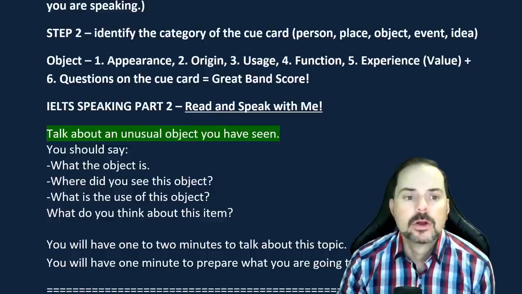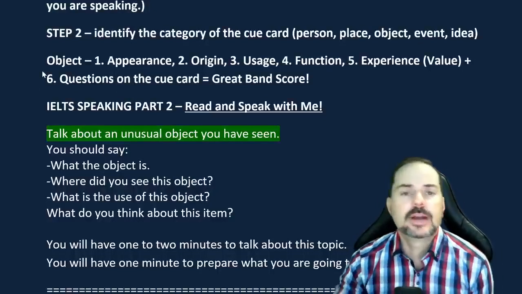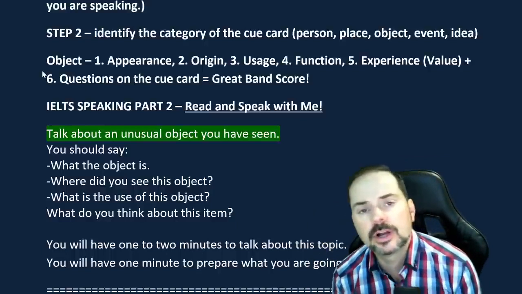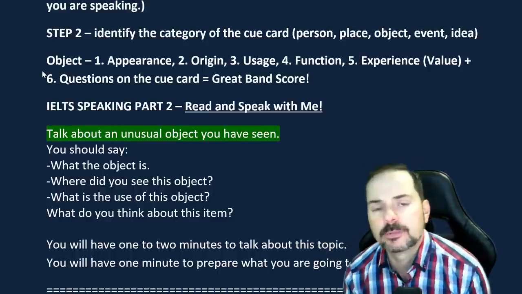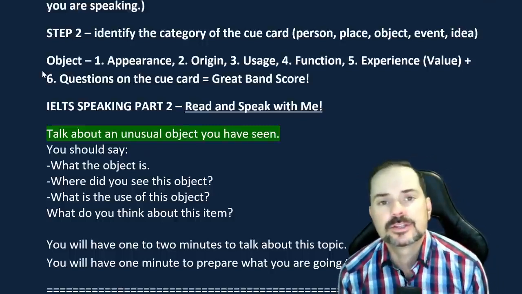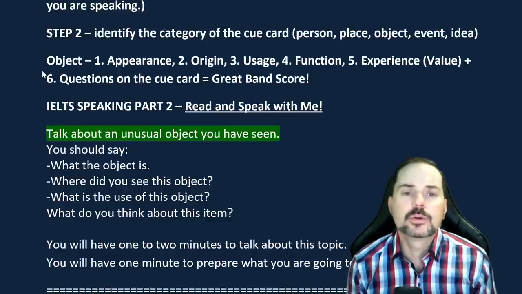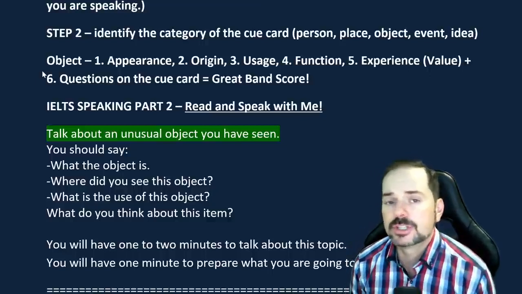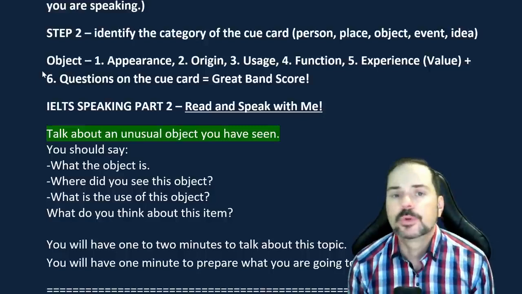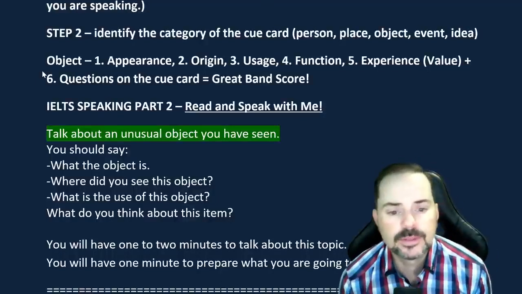Okay, all right. So let's go to the next step. You read the questions carefully. You have them in your head. You know that you're talking about an object. You know that you have to talk about the appearance, its location or its origin, its usage, its function, its value, and that happens very quickly. So in that 1 minute preparation time, step 1, step 2 only takes you about 10 seconds at most. It doesn't take you more than that.